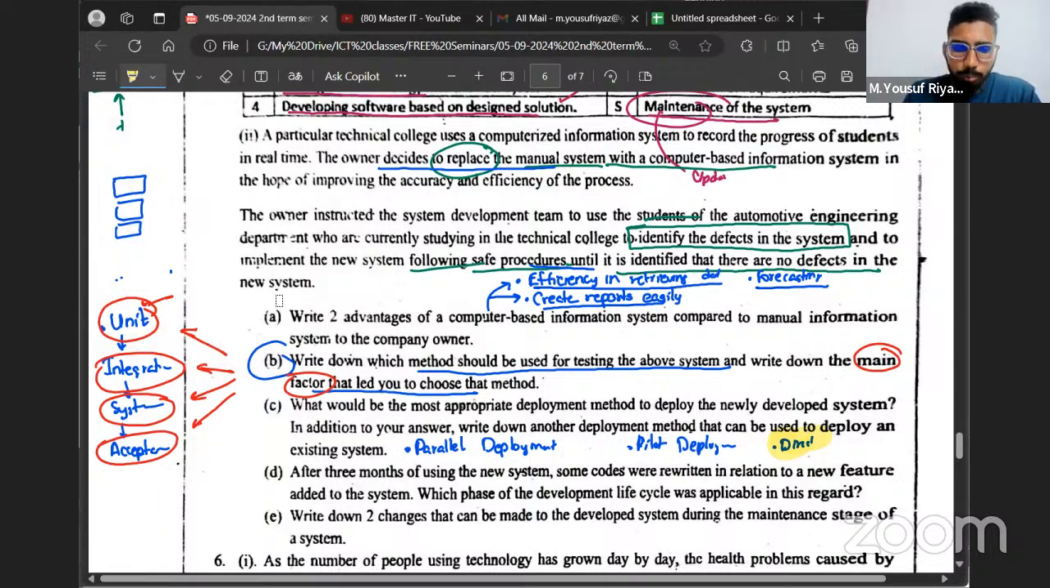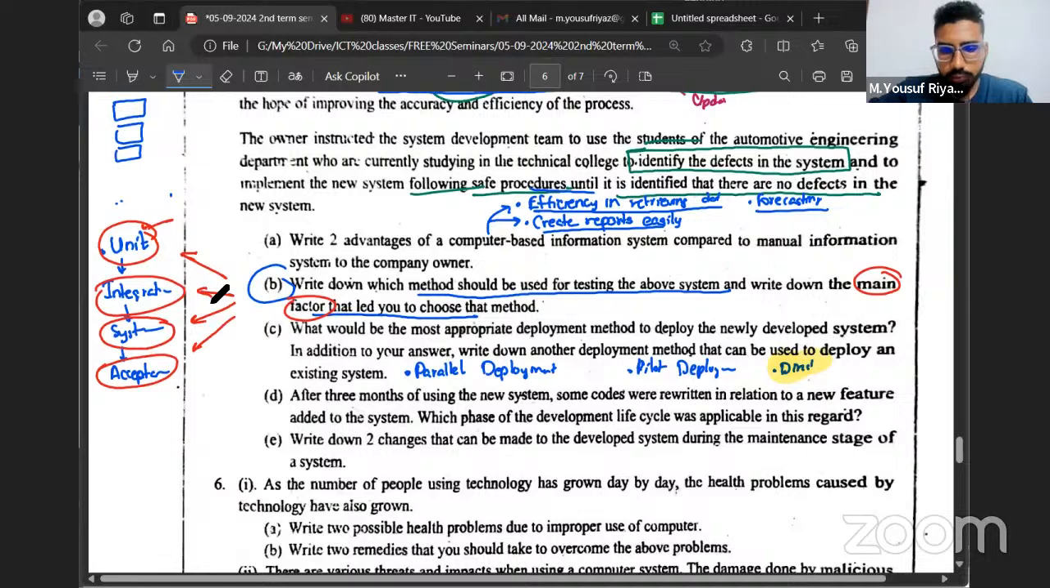There's one more called phased deployment. It is not suitable here because we want the whole system. Why do we want only part of the system here? So you can again mention any answers for this as well. For the most appropriate deployment method, you can tell direct deployment would be more appropriate. Apart from that, we could do parallel or else pilot as well. You can mention it like that as well.